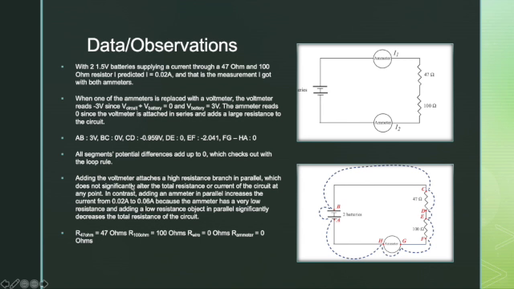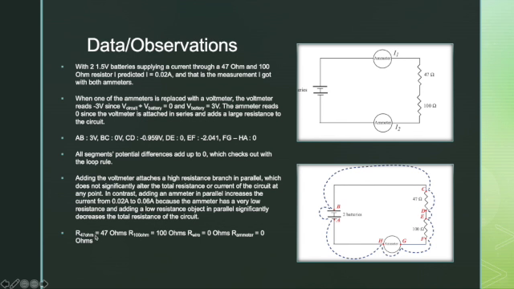Adding the voltmeter attaches a high resistance branch in parallel, which does not significantly alter the total resistance or current of the circuit at any point. In contrast, adding an ammeter in parallel increases the current from 0.02 amps to 0.06 amps because the ammeter has a very low resistance, and adding a low resistance object in parallel significantly decreases the total resistance of the circuit.